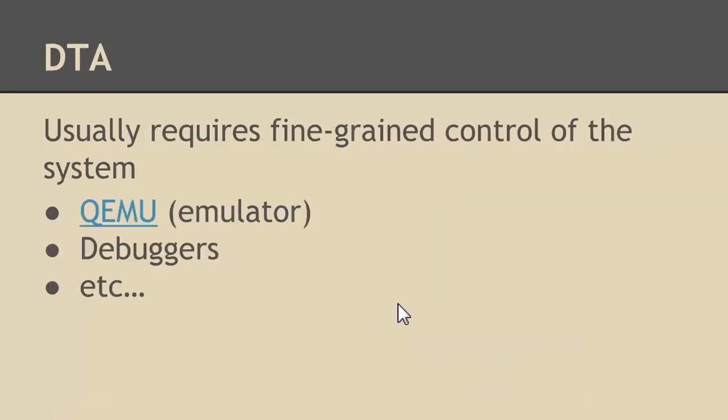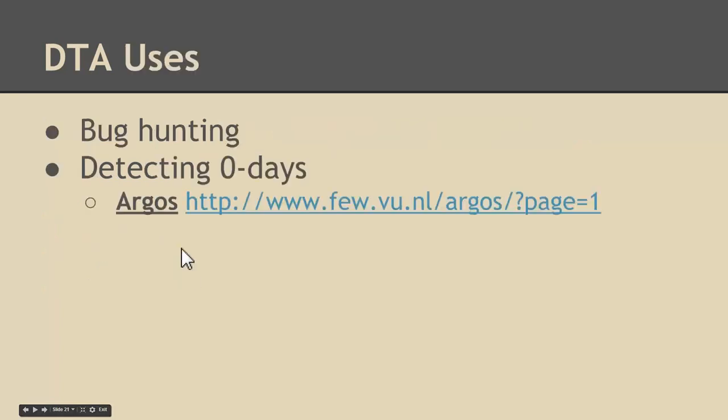So this usually requires some level of fine-grained control over the system. Perhaps the use of an emulator. QEMU is a fast x86 emulator that also supports other architectures. And perhaps you only need a debugger. QEMU is used in honeypot research in the Argos framework to provide dynamic taint analysis as a honeypot.